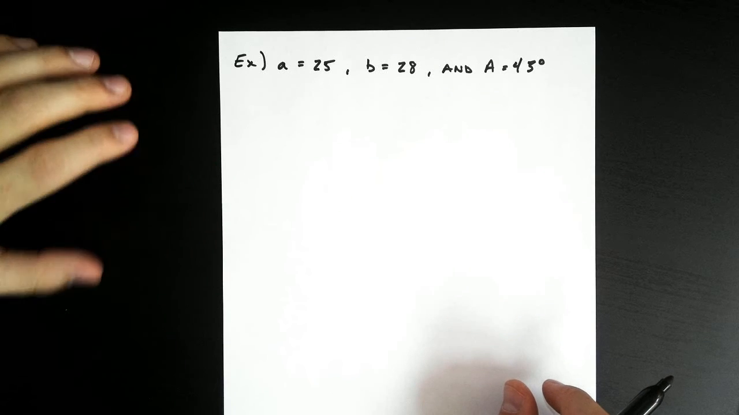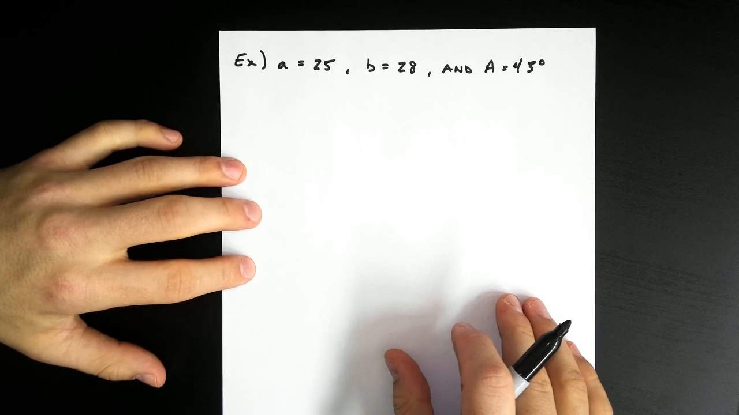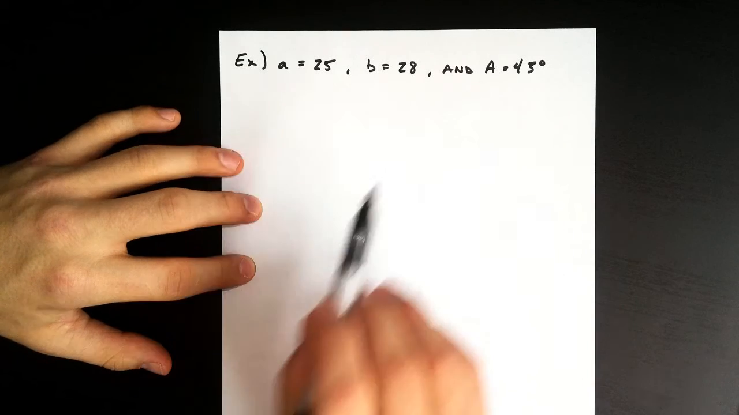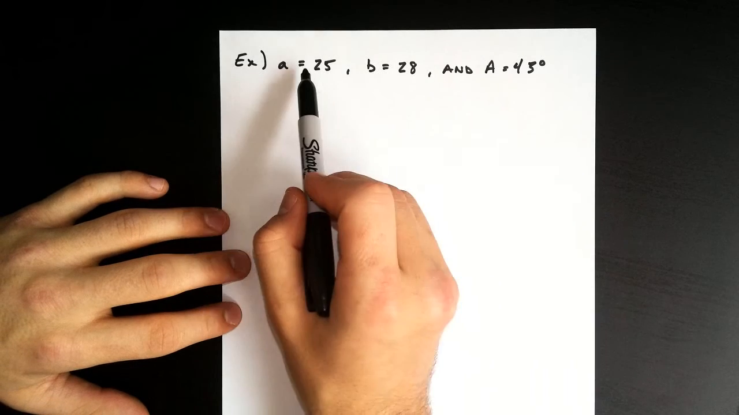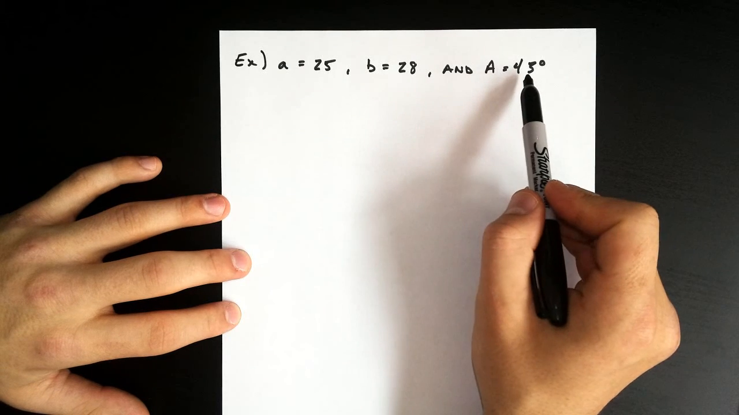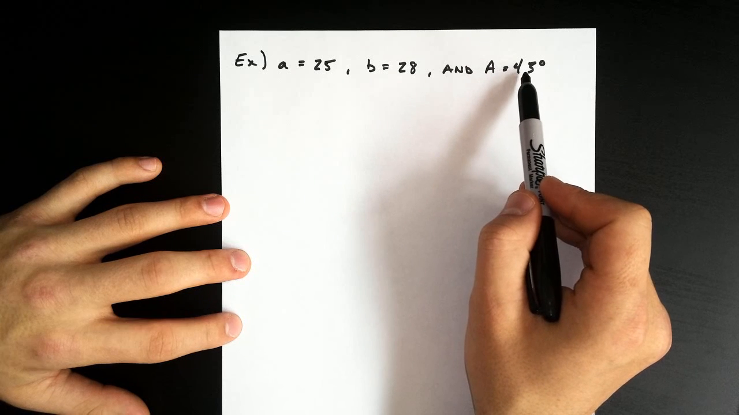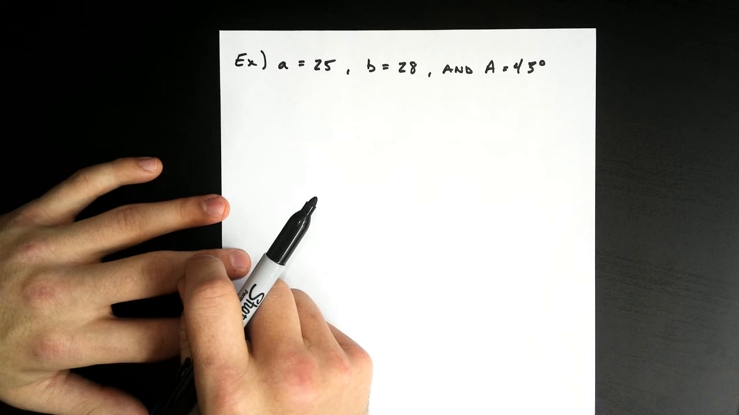I would just like to do an example of the ambiguous case when using the law of sines. So here I'm given three pieces of information about a triangle. I have two side lengths and I want the angles. Based on the notation, I know that this angle A is the angle that is opposite the side length a of 25 here.